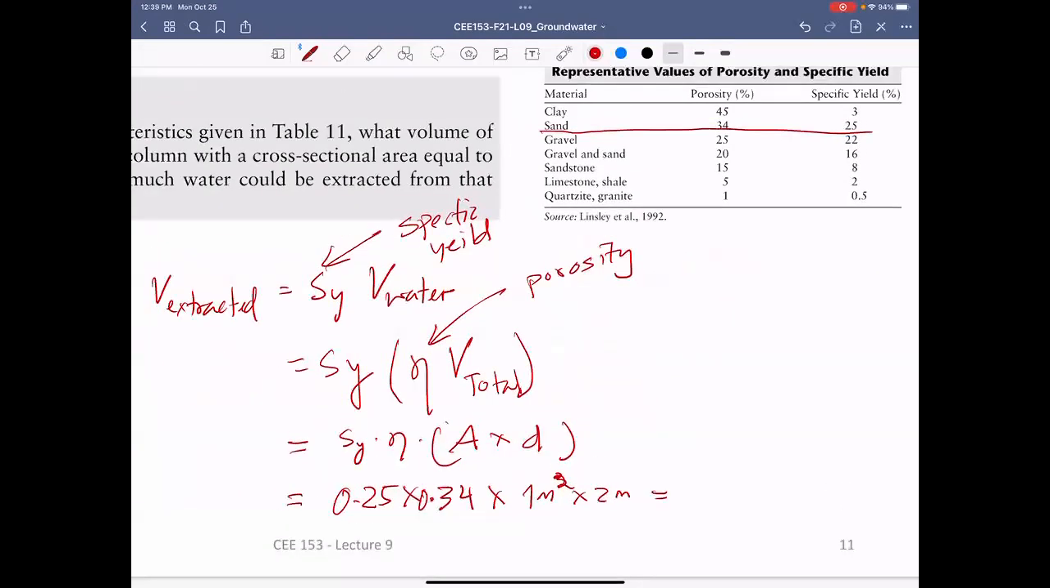So that would be 0.25 times 0.34 times 1 times 2. All right, so that's going to be 0.17. And if I ask what is in liters, which is a lot of times I ask, you can change: 1 cubic meter is 1000 liters.